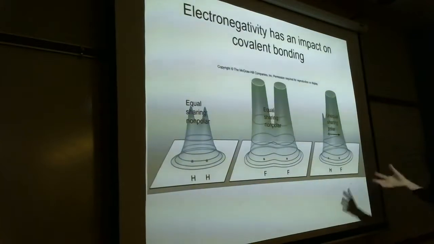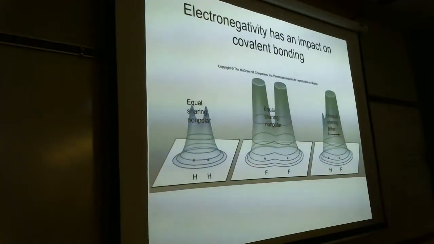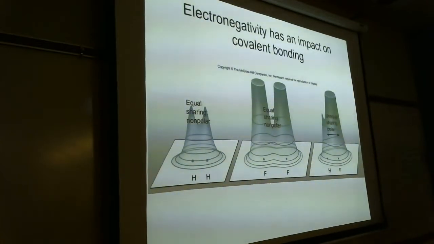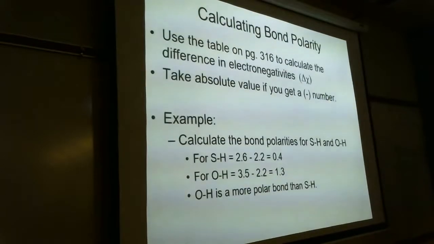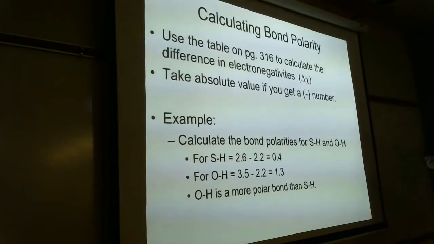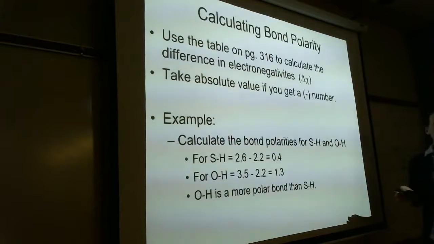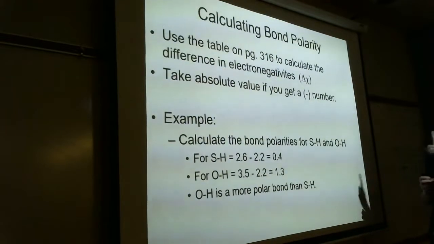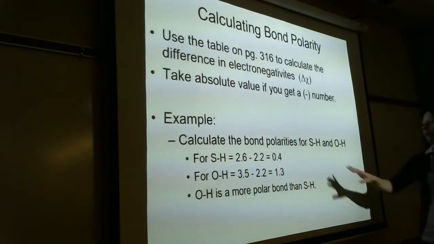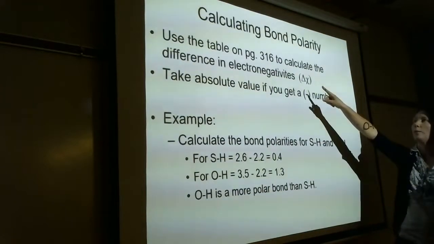So this is the scenario we're talking about today. Unequal sharing, and what does that look like for us as chemists? So we have to calculate bond polarity. Now I'm referring to a specific bond, okay? Just a single bond between two atoms, okay? Might be a double bond, but you know what I mean. One atom pair.